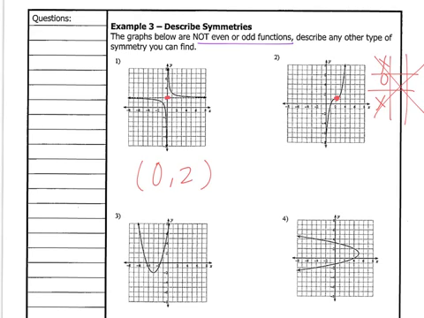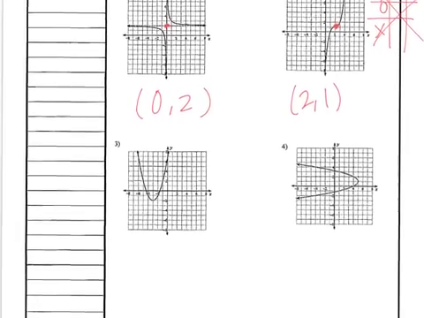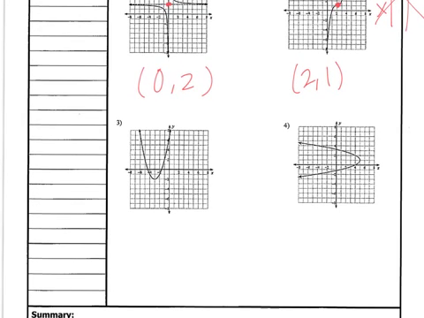So I found this point right here at (2, 1). If you think about rotating that graph around that point (2, 1), you would see that it lands exactly in the same position as it was originally. So those first two had point symmetry.